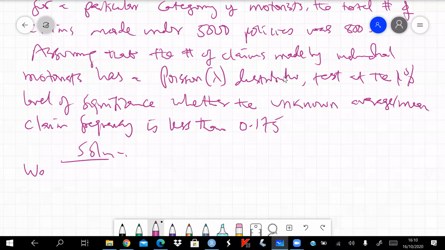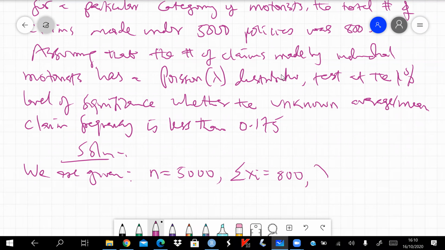Okay, so solution. This is what we are given. We are given the number of trials in this case, n, 5,000. We are also given summation of xi, the number of successes in this case, which is 800. And we are given the hypothetical population mean frequency of the success outcome, which is equal to 0.175. Then, of course, we're given alpha is 0.01.